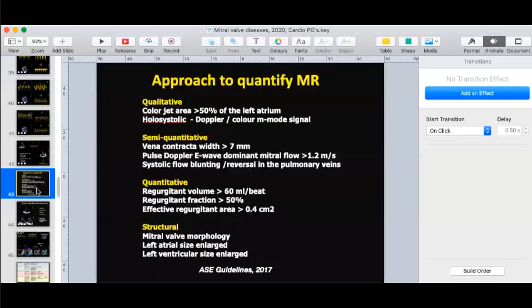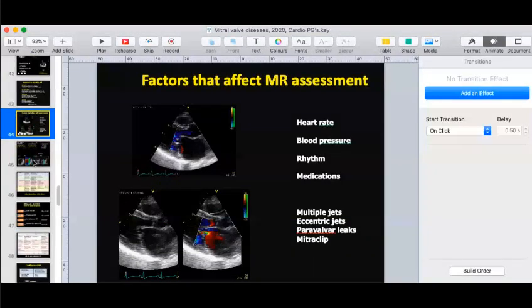Just to summarize how to quantify MR: qualitative methods include jet area and holosystolic, that is throughout systole. Semi-quantitative methods include vena contracta, pulse Doppler, and systolic blunting in pulmonary veins. When you want to be very quantitative, the methods that will be asked are regurgitant volume, regurgitant fraction, and of course the PISA and effective regurgitant orifice area. Then combine it with any structural involvement in terms of mitral valve morphology, like a leaflet prolapse or a flail leaflet.